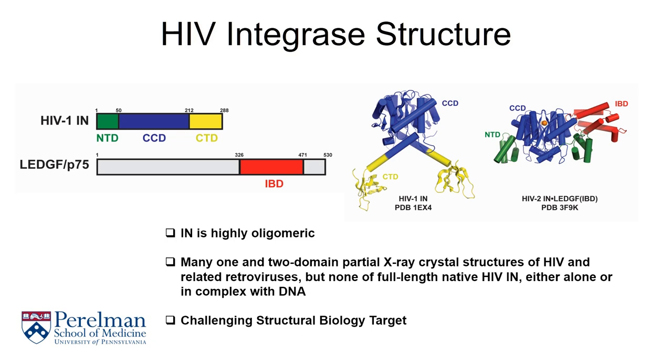This propensity to self-associate has made the protein a very challenging structural biology target. It is generally difficult to express and purify without the use of excipients like high salt, glycerol, and the detergent CHAPS, and is highly prone to aggregation. While many one and two domain partial crystal structures of HIV integrase are now available, crystallographic structures of the full-length protein, either alone or in complex with DNA, have eluded many investigators worldwide for many, many years.